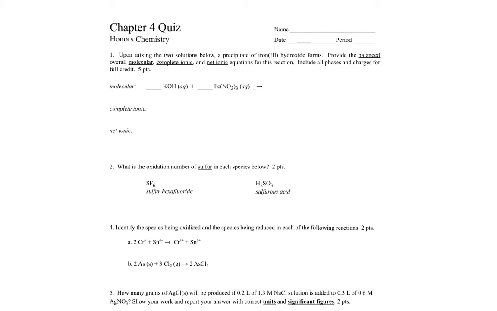It tells us that a precipitate of iron oxide hydroxide is going to form. So we know that we're going to get iron 3 hydroxide here. OH has a -1 charge. Iron 3 means that it's iron +3. And it's going to be a double displacement reaction, so we are going to get potassium nitrate, KNO3. We need to make sure that we balance this equation. We can see that we have 3 NO3s, so we're going to need a 3 out here. We have 3 OHs, so we're going to need a 3 here, and that should balance it out.